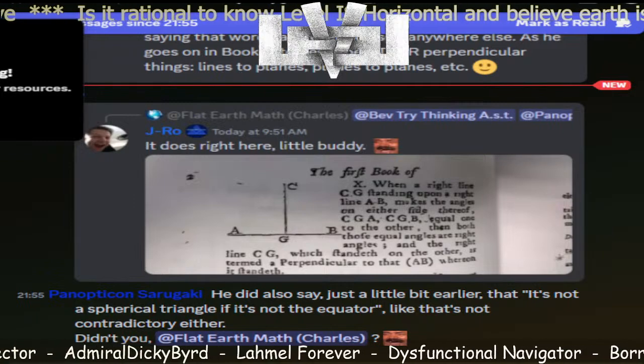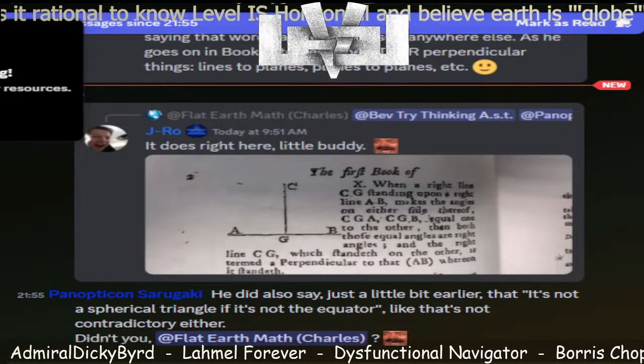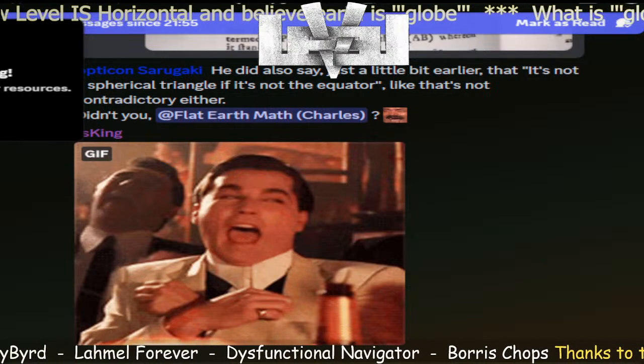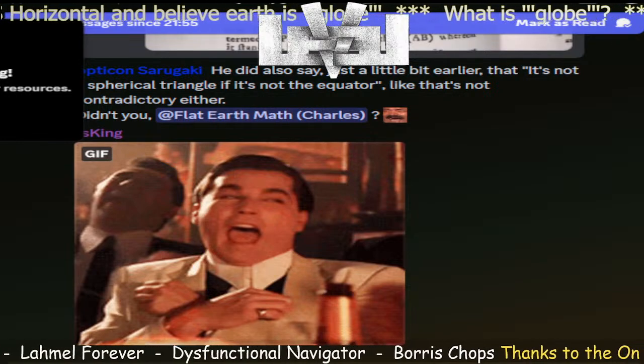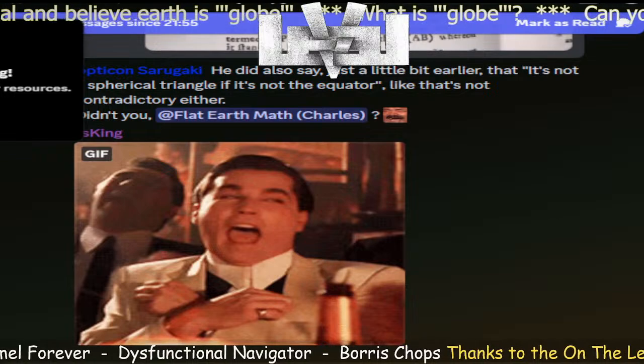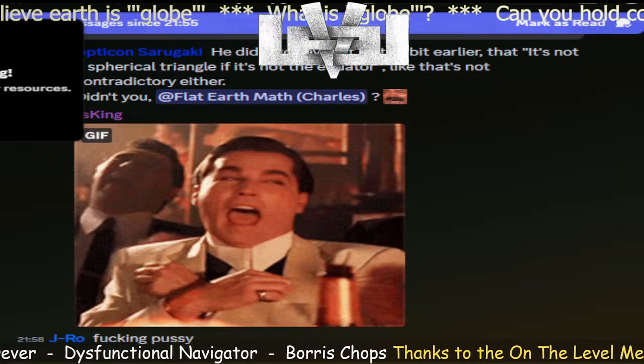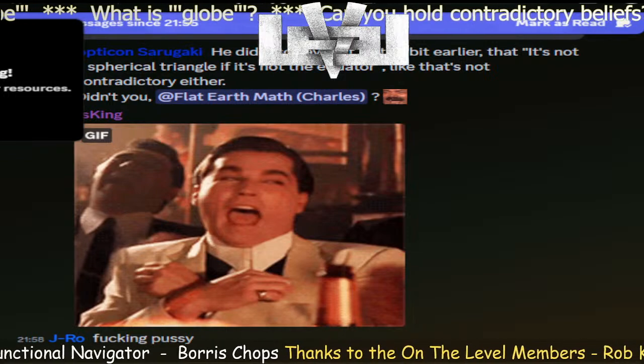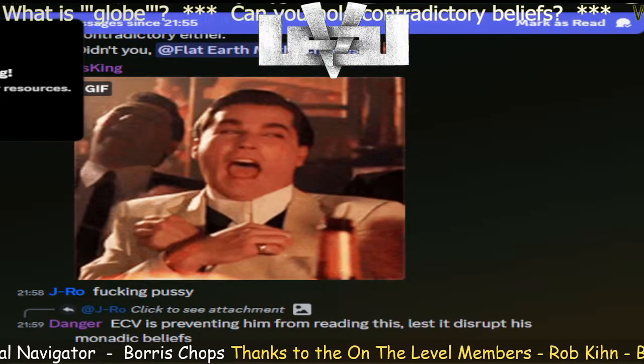Charles, that is 100% incorrect. On Mercator projection, these lines, geographical latitude and geographical longitude, are perpendicular. But let's also say, on a globe, they are perpendicular on a flat projection or flat map.